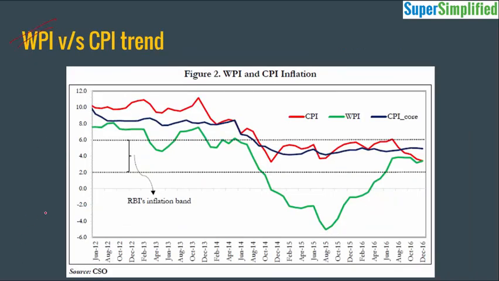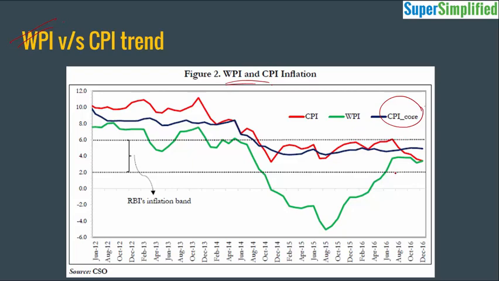Another parameter to judge the internal position of the country is the WPI versus CPI trend, so the inflation trend. Here we have CPI statistics on the red line, the green line shows the WPI, and the blue line is CPI core inflation, right? The two distinctive features you can see here are that the consumer price index has shown a downward trend, so inflation is decreasing. This is partially because of the good monsoon which we have seen, so lower food prices, especially pulse prices, were observed in the recent past.